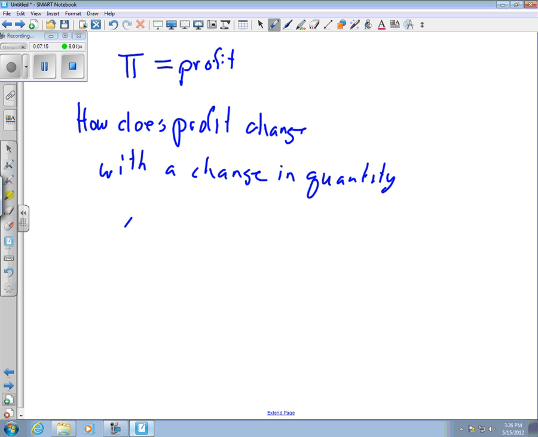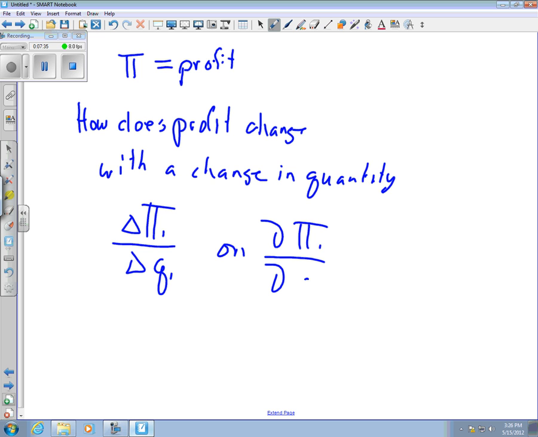Can be written 2 different ways. Change in profit divided by the change in the quantity. This might be Q1. So this is profit for firm 1, changing with profit or quantity of firm 1. Or if we're looking at small changes, we could write this as d pi 1 over dQ1. And those would be both slope terms and a measure of how things are changing. That's the idea of slopes and the symbols that we'll be using to determine slopes.